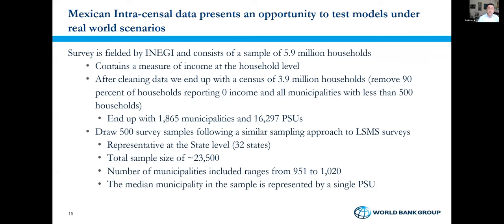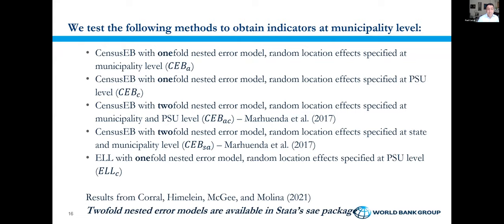From the census, we draw 500 samples, following a similar sampling approach to the one used in LSMS surveys. The new samples are representative at the state level and have a sample size of roughly 23,500 households. Using these samples, we test the following methods, along with a few others, which I won't discuss here, but you can also see them in the paper.